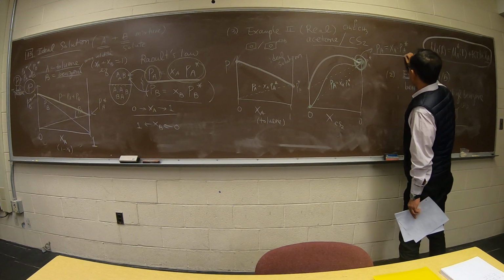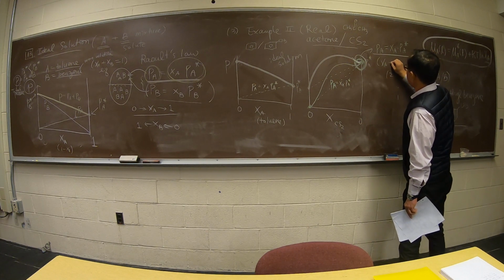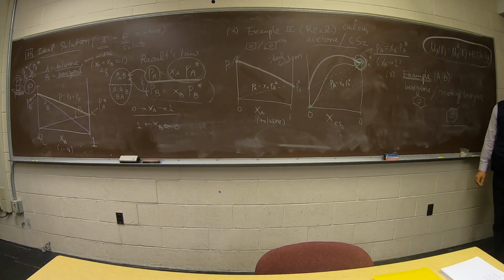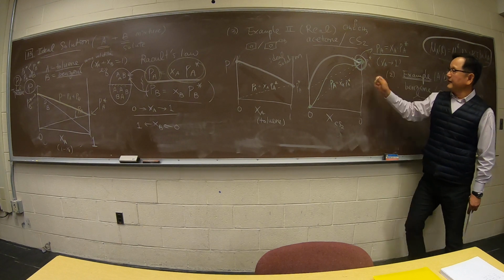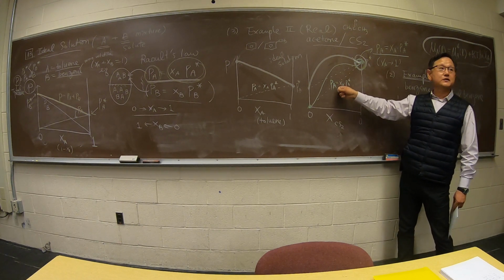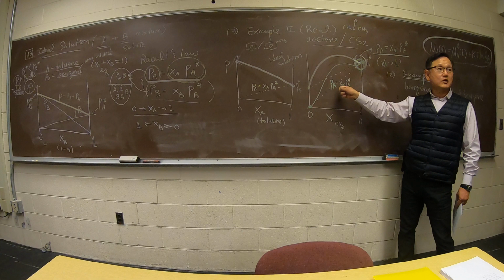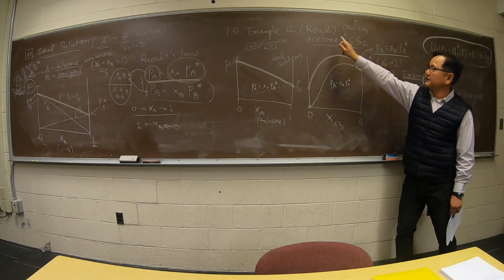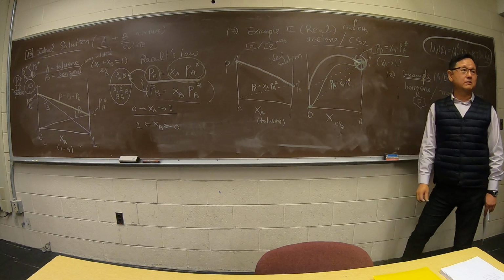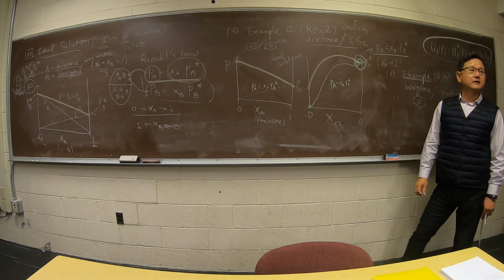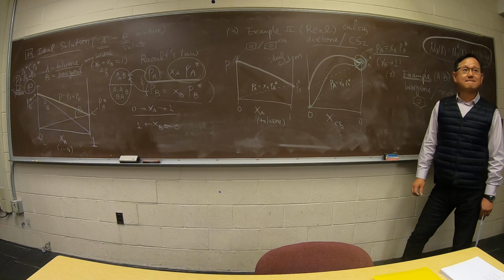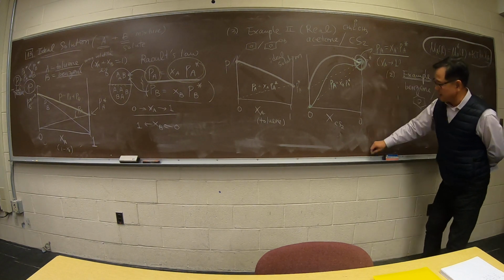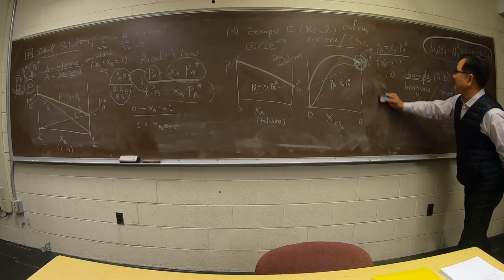I can still use it as long as XA is close to 1. Right? But if XA is like 0.5, I cannot use this law. And we have no means of predicting this vapor pressure contribution, even the total pressure contribution. Okay? Make sense? Yeah?